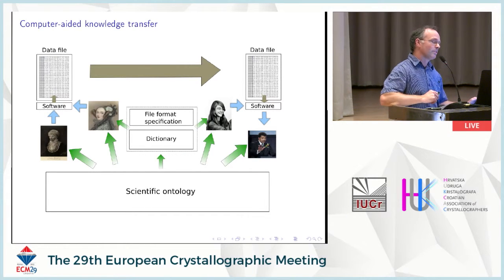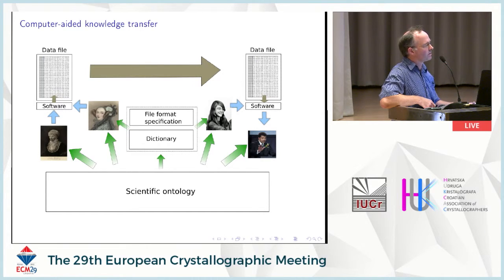Now, when we come to using computers, we get another collaborator in this system, and those are the computer programmers that are also drawing on the same ontology in order to encode the information into the data file. So the data file is then transferred. The software at both ends understands something about what's in the data file, and then that is communicated to the scientist at the end of the process.